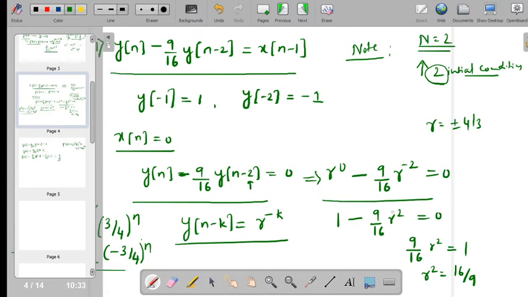So here it is r power minus 2, right? So 9 by 16 r power minus 2. So what you will get? If you send it this side, or if you multiply this equation by r square, so what you will get?